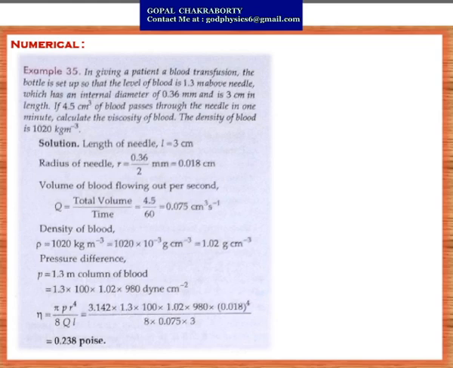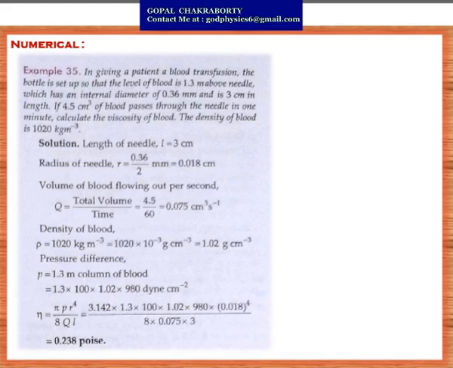Now the length of the needle, that is L equals 3 centimeter, and the radius of the needle, that is R equals 0.36 by 2, that means 0.18 centimeter. Volume of the blood flowing out per second, that is Q, equals 4.5 by 60, that means 0.075 centimeter cube per second. Now density of blood, that means rho, is 1020 kg per meter cube, that equals 1.02 gram per centimeter cube.